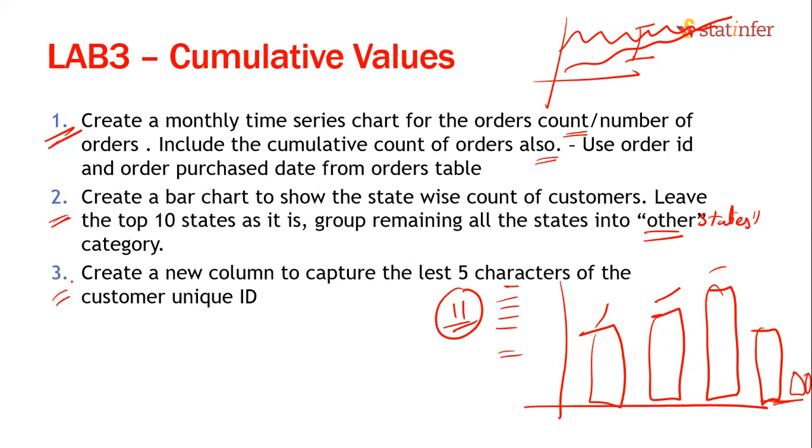Third exercise is create a new column to capture the last 5 characters of the customer unique ID. There is customer unique ID. I want to take only last 5 characters, create a new column that captures only the last 5 characters of the customer unique ID. These are the 3 small exercises that I want you to do, just to recap whatever we have discussed until now. That is it with this session. Once you complete it, we will move on to the next video.